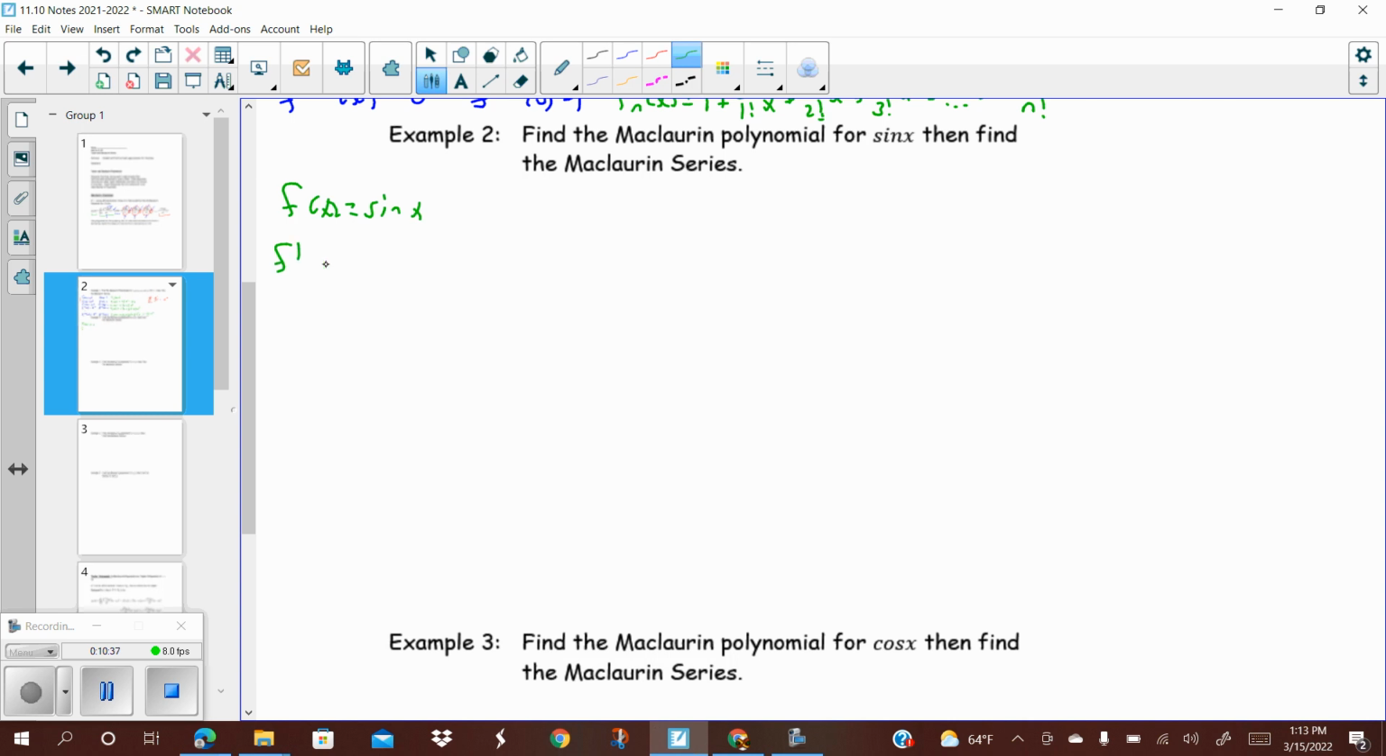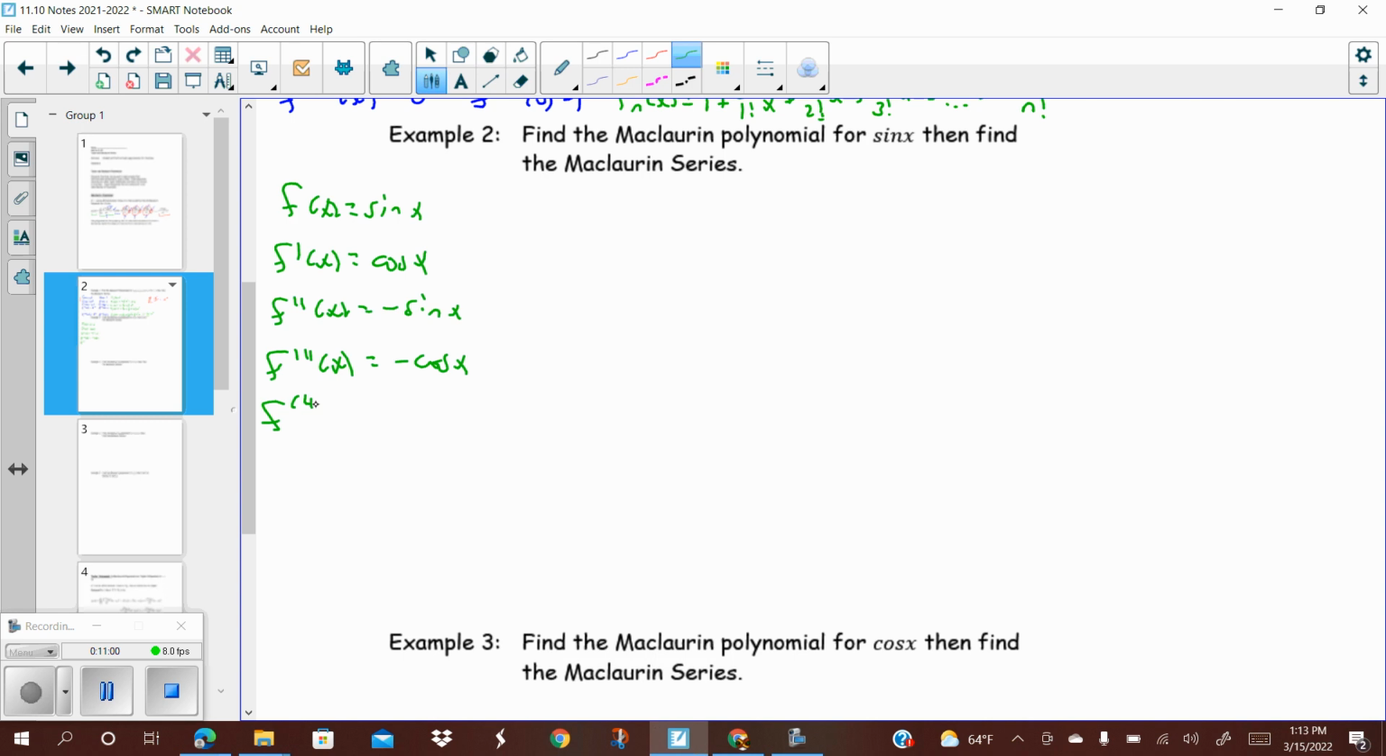We've got f prime of x, which is then cosine of x. F double prime of x is going to be negative sine of x. F triple prime of x is then going to be negative cosine of x. And we'll go one more at least here.